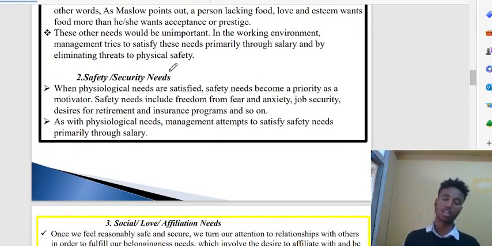Next, the second level according to the psychologist is safety or security needs. After we fulfill or establish our physiological needs, we tend toward safety or security needs. Human need is not limited after we satisfy basic needs. We go further for security. We need our safety. We need the best condition for life. These needs include freedom from fear, anxiety, and job security.